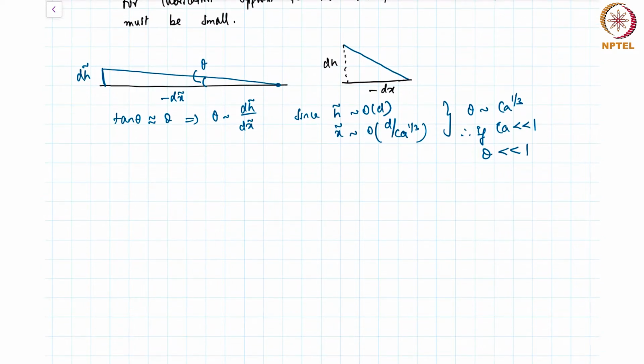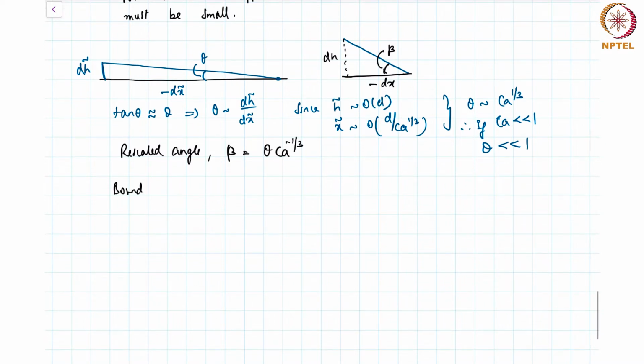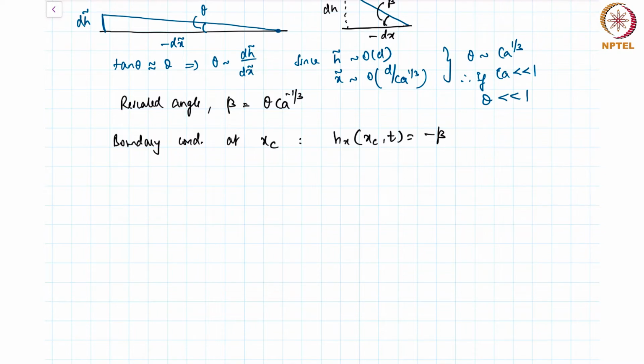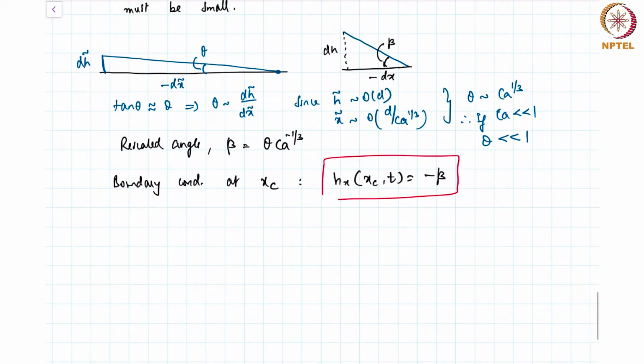Therefore, if we want to get a wedge which is not so small, where everything is order 1, then we'll define a new rescaled angle. Let's call this beta, and this rescaled angle is theta times capillary number to the power minus 1 by 3, where beta is the rescaled angle. Then the boundary condition at the contact line, which we'll call xc, essentially becomes h_x at xc comma t is minus beta. Okay, so we'll give this a label. We'll call this equation number 15.